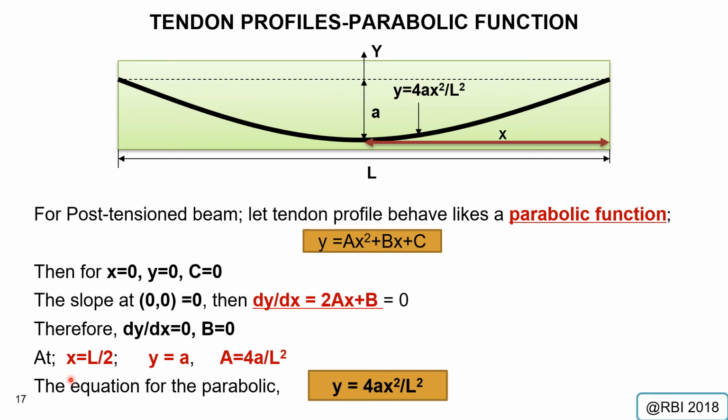Okay, but when you use x equal to L over 2, which is at the midspan, we know that the y value there is equal to a. Then you can conclude that the capital A in the parabolic function equation is equal to small a divided by L over 2, squared. Try to rearrange this equation so that you get the sense of how to obtain the parabolic equation, and you will end up with y equal to 4ax squared over L to the power of 2.